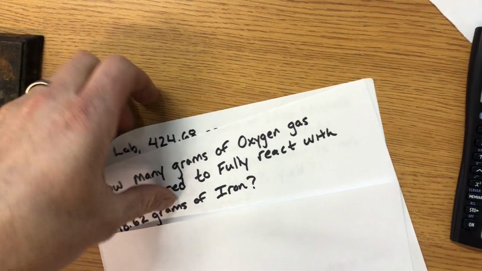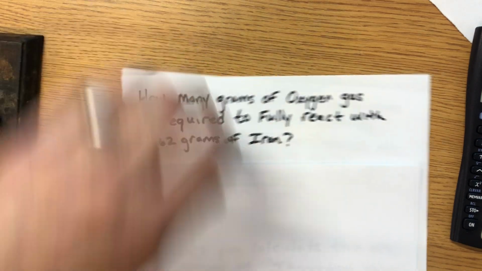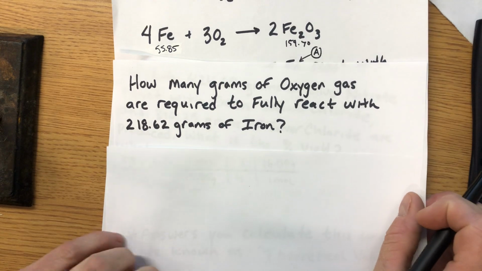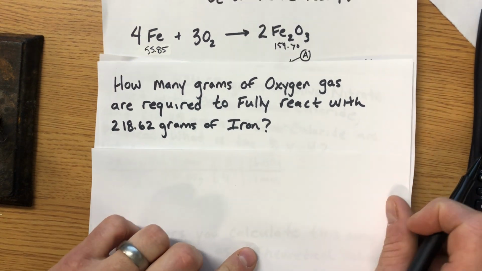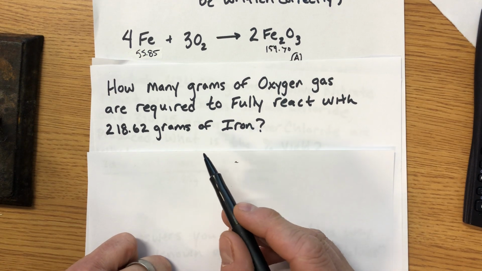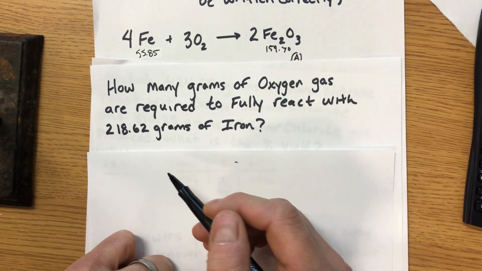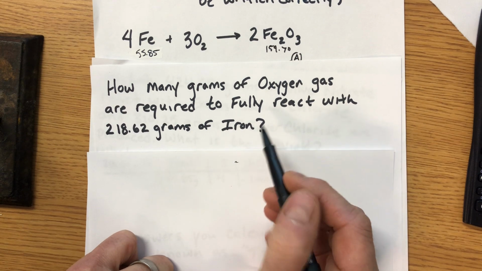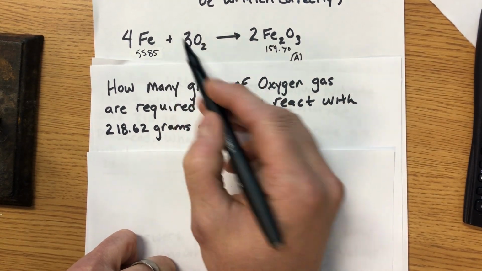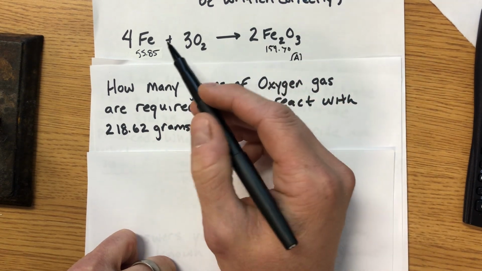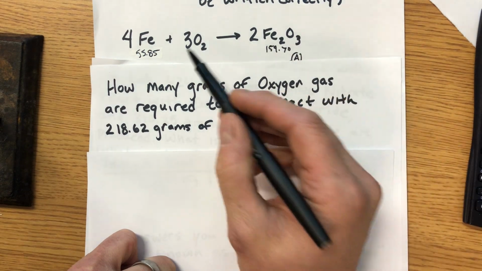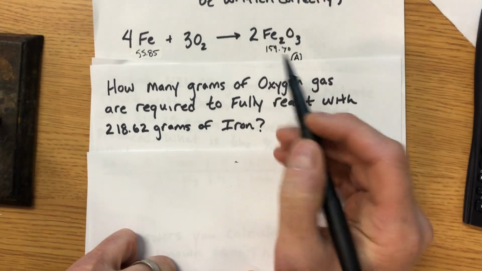So here's working with the same reaction, which I guess I'll try to show you here. There we go. So same reaction, different problem. How many grams of oxygen gas are required to fully react with 218.62 grams of iron? So here we're comparing our chemical A and B, which are both our reactants, and that's fine. Remember, A can be a reactant, B can be a reactant, or we could work with a reactant and a product, or it just doesn't matter.